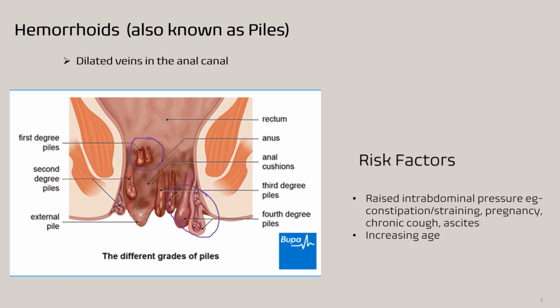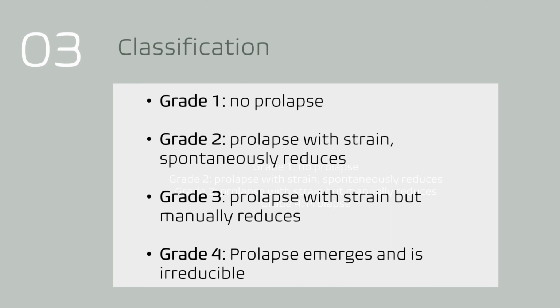So grade 1 is defined as a hemorrhoid with no prolapse, i.e. the hemorrhoid doesn't bulge outside of the anal canal. And these hemorrhoids can only be seen on proctoscopy. Now, proctoscopy is a procedure involving a hollow tube with a light at the end, which allows visualization of both the rectum and the anus. So you can only see a grade 1 hemorrhoid using a proctoscopy and not via the naked eye.